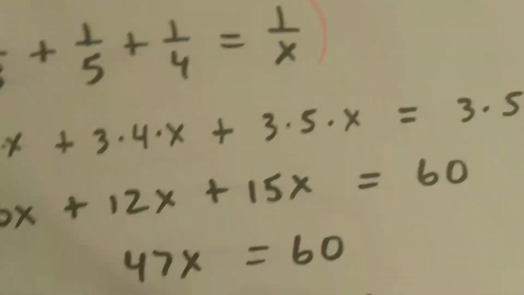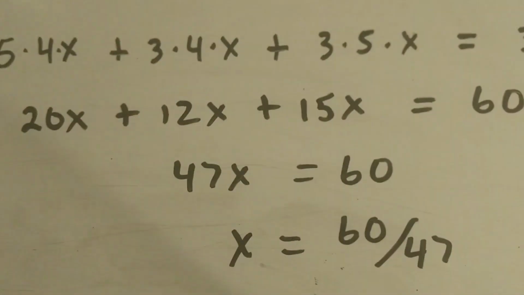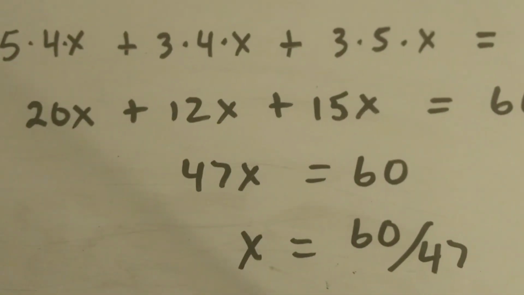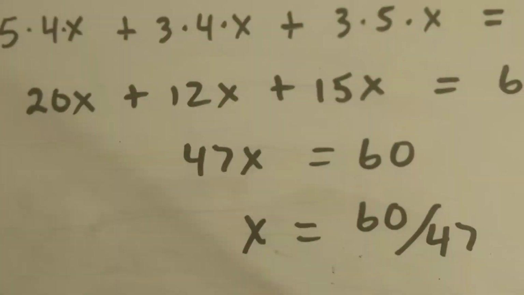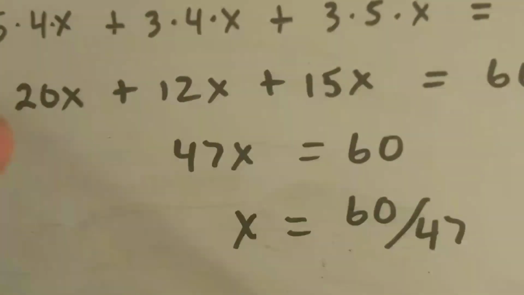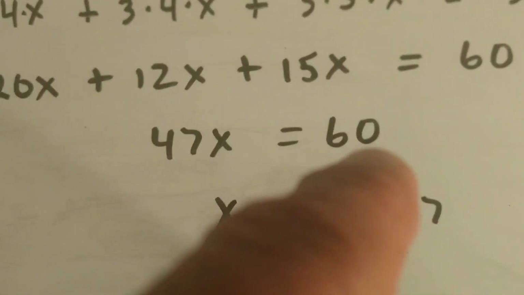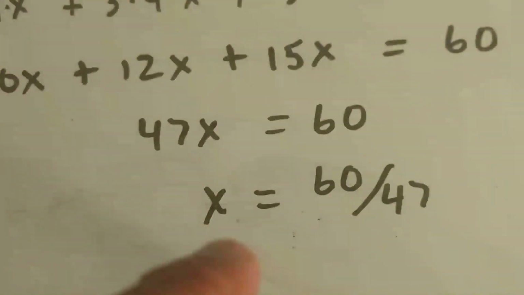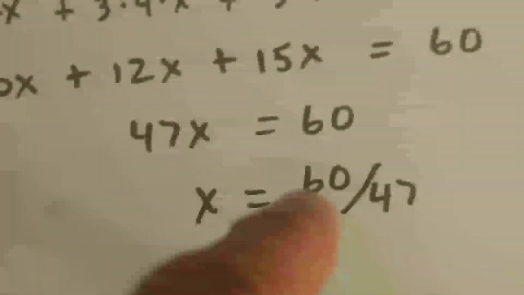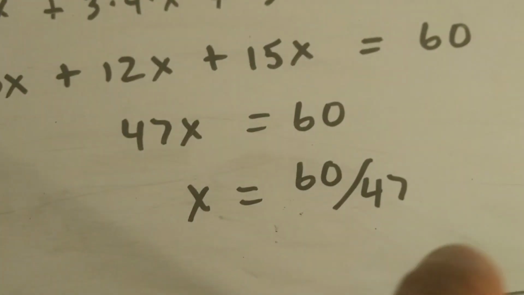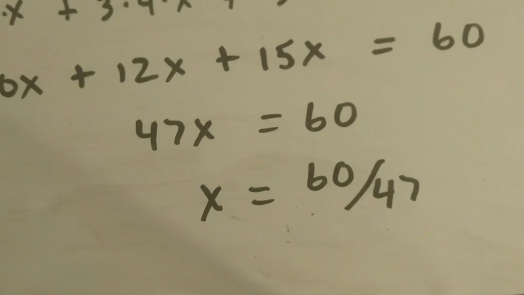So multiplying those out, it gives me 20x plus 12x plus 15x equals 60. Combine like terms, I get 47x equals 60. And so them all working together, they're going to paint the house in 60 over 47 hours.